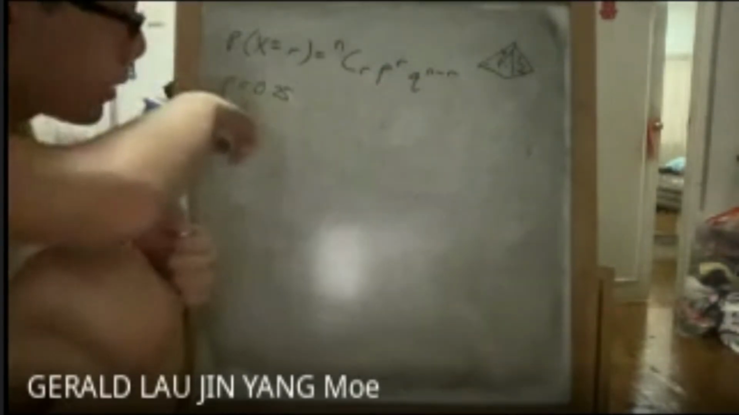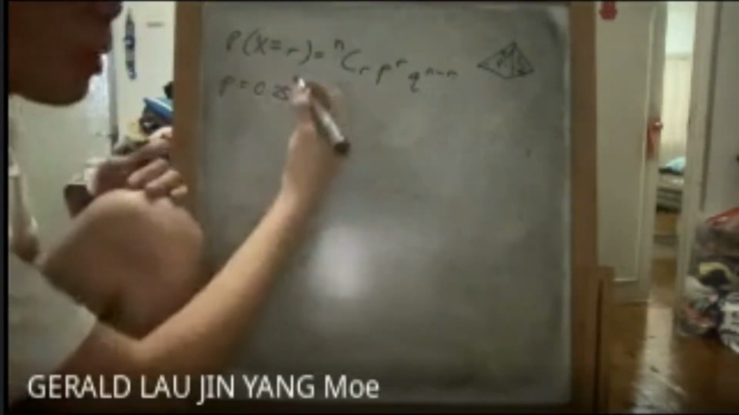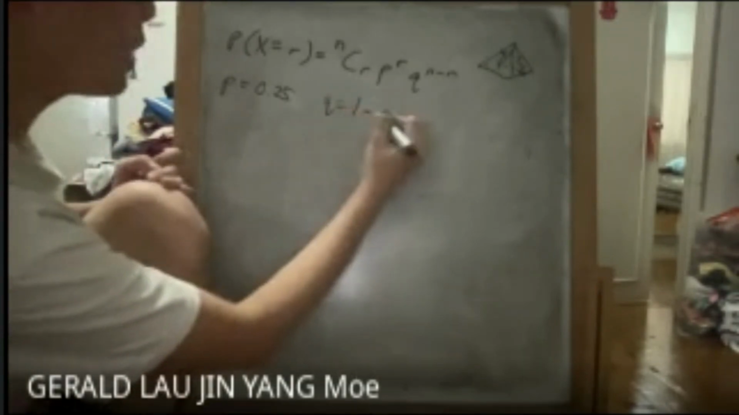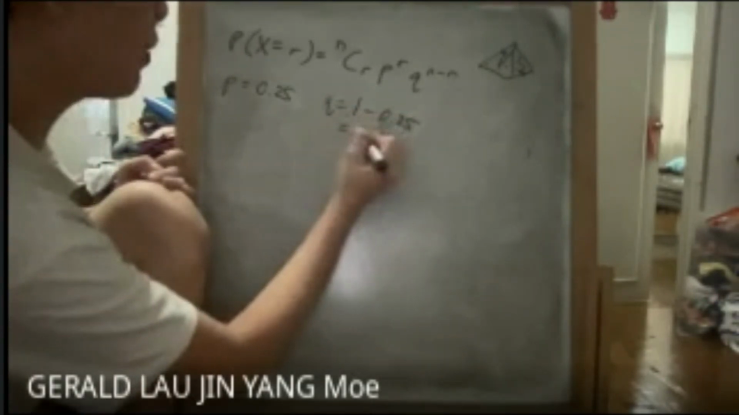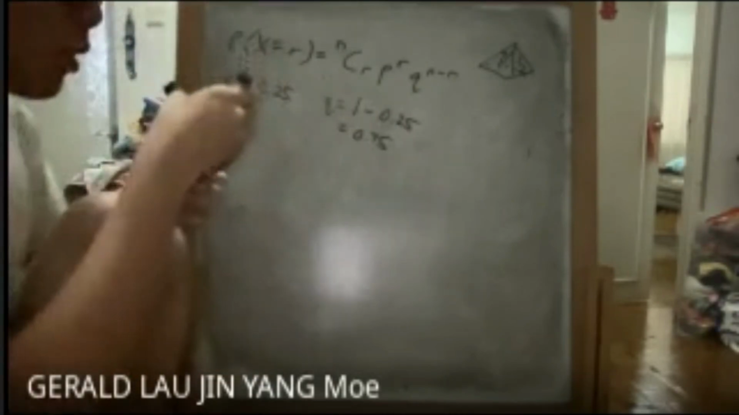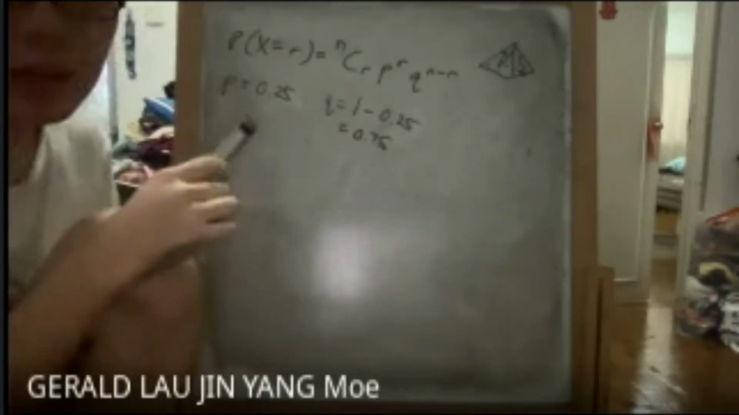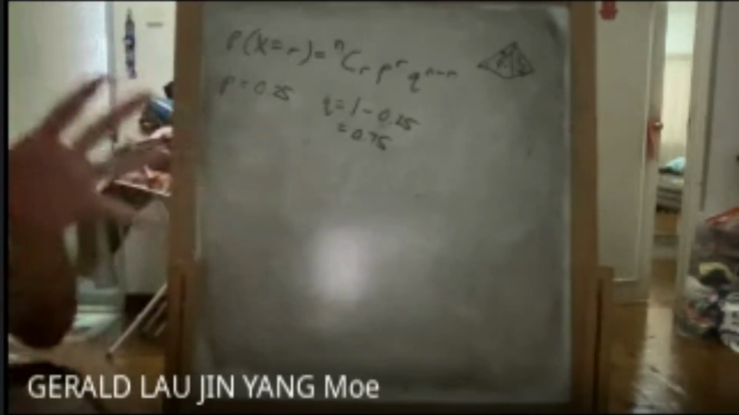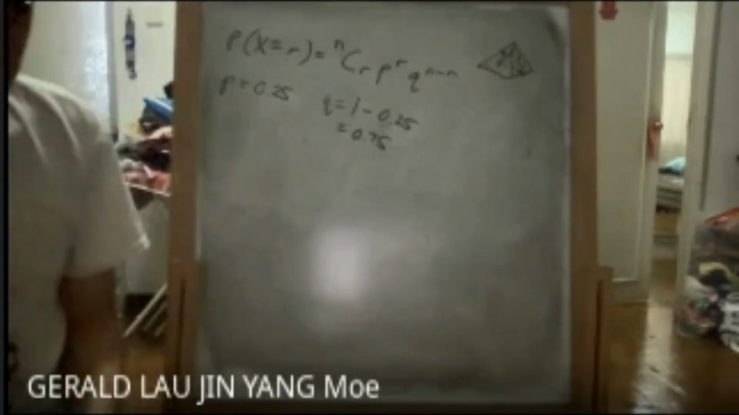Okay, this is your probability of success. So your probability of failure is q equals 1 minus 0.25, so 0.75 probability of failure. Can you understand? Please respond to me, please. If you don't respond, I assume you all know.